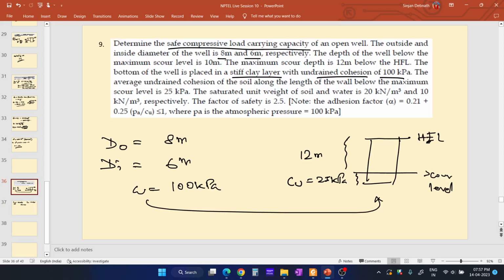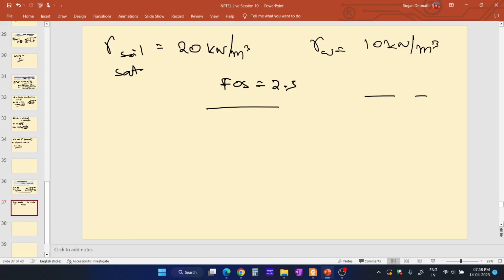The adhesion factor is 0.21 plus 0.25 Pa by Cu, less than 1, where Pa is the atmospheric pressure, equal to 100 kPa. Okay, so we have been asked to determine the safe compressive load. Now let me just solve the problem.